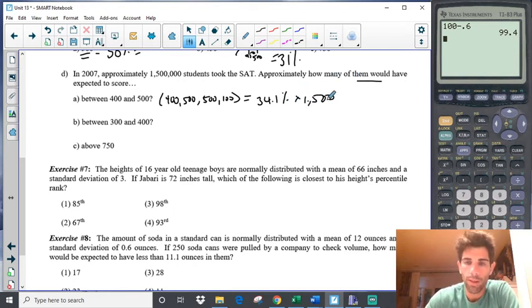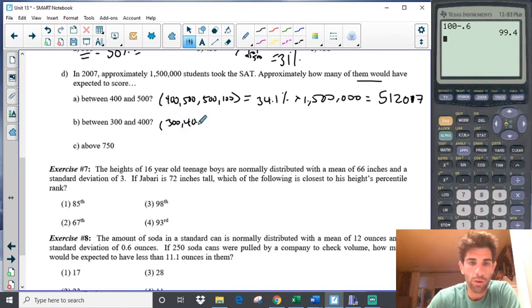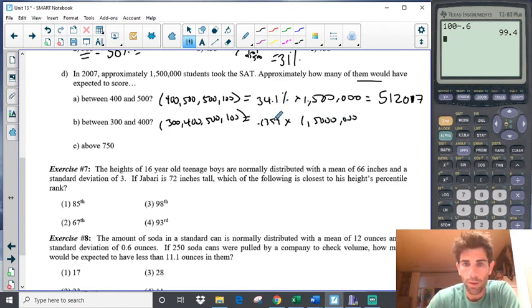So you're going to multiply that by the total number of people, and that's going to be 512,017 people. So it's the same game, except now if you want the actual number, you multiply. Alright, so here you're going to do 300, 400, 500, 100. You're going to get 0.1359. And then you're going to multiply that by 1,500,000.